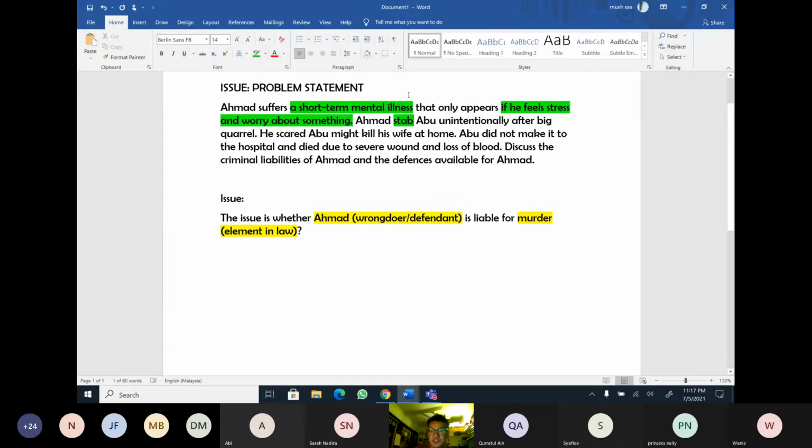And then Ahmad stab. Bila dia kata stab, you have to make sure, okay, dia past tense pula. Dia how many times? I can say that stabs. Oh no. Kalau I letak DED, okay, stab tak kisahlah because dia general. Abu unintentionally. Okay, after big quarrel.